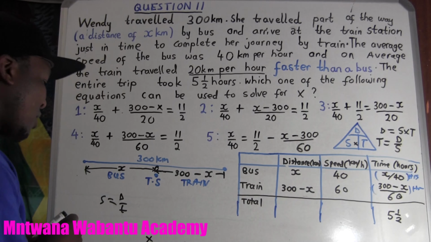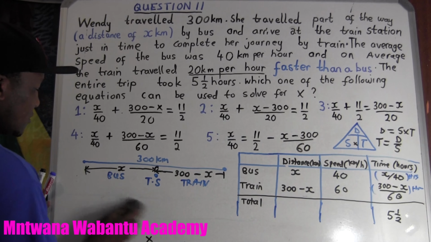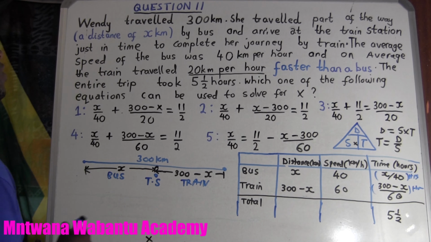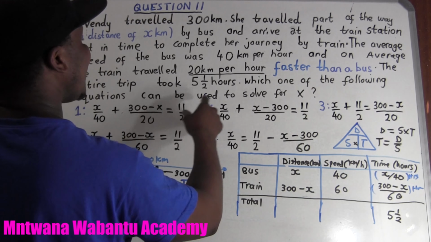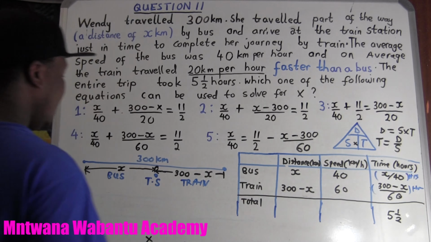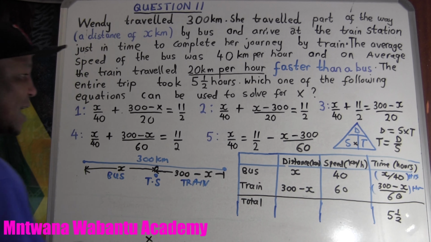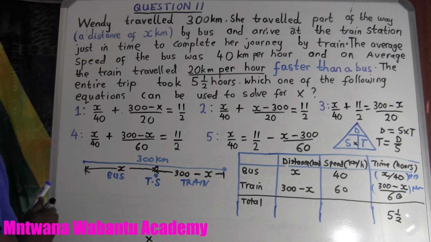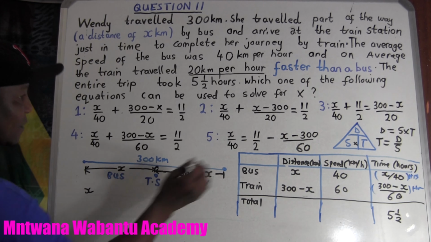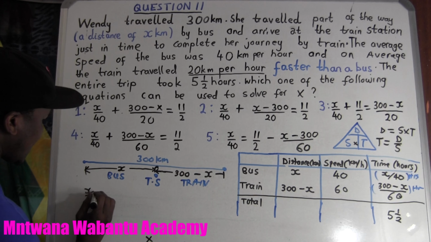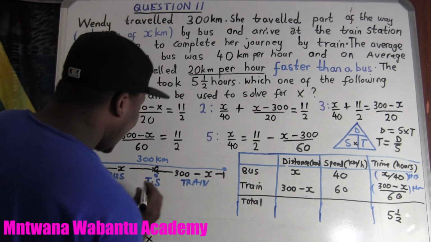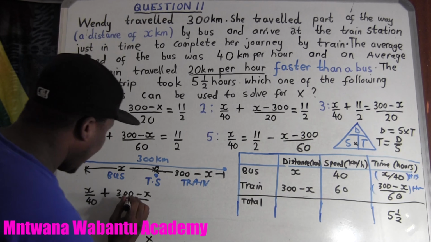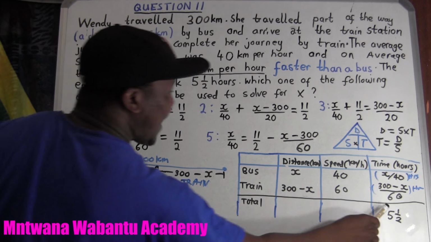Okay, now let's go to the question. Which of the following equations can be used to solve for the value of x? It's easy. If I add these two, it's going to give me that. So the equation we're going to use is x over 40 plus 300 minus x over 60 equals 5.5.